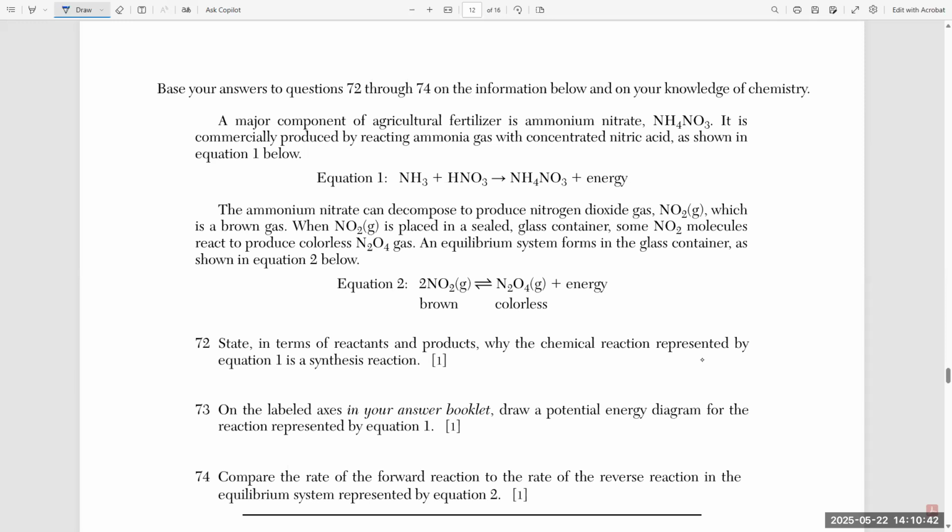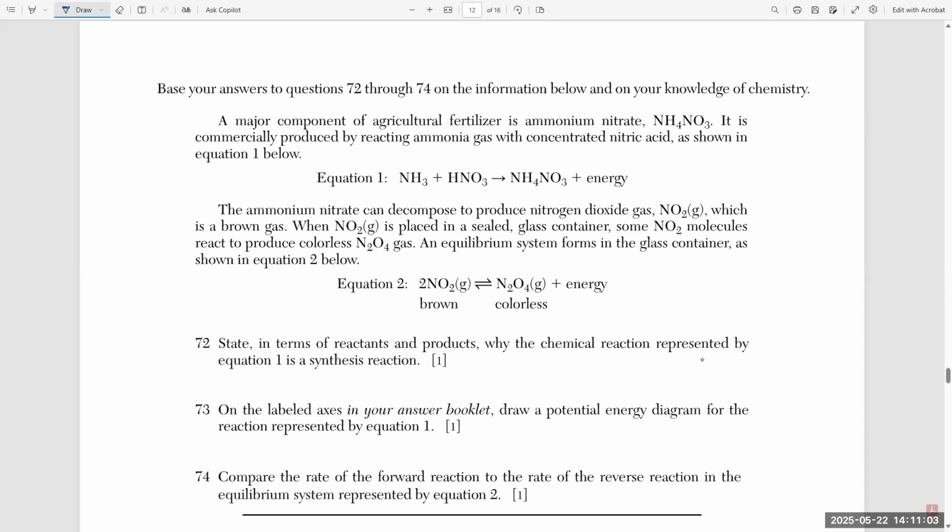Oh my goodness, this is getting complicated, right? Nope. If that's coming through your head, this is the time when you say, okay, you know what? Stop, be quiet, and let's just get through this. It's probably more complicated than it looks. All right, so let's go. Equation 1: ammonia and nitric acid goes to ammonium nitrate plus some energy.